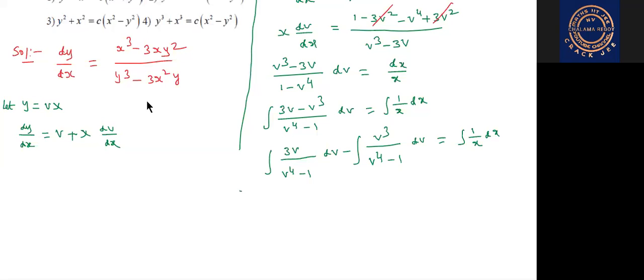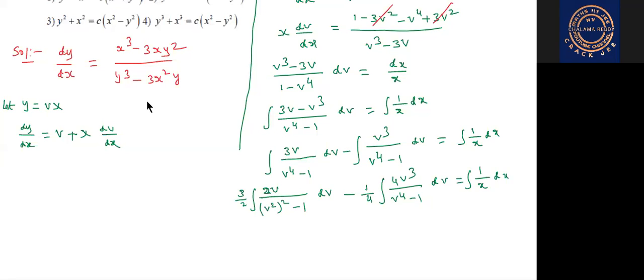So here I am going to do that dividing to multiplying. And denominator v power 4 is a, I am going to write v square whole square minus 1 dv. Okay, students, all of you understood now? Minus here, divide 4, multiply 4. 4v cube divided by v power 4 minus 1 dv. That is equal to integration 1 by x dx.